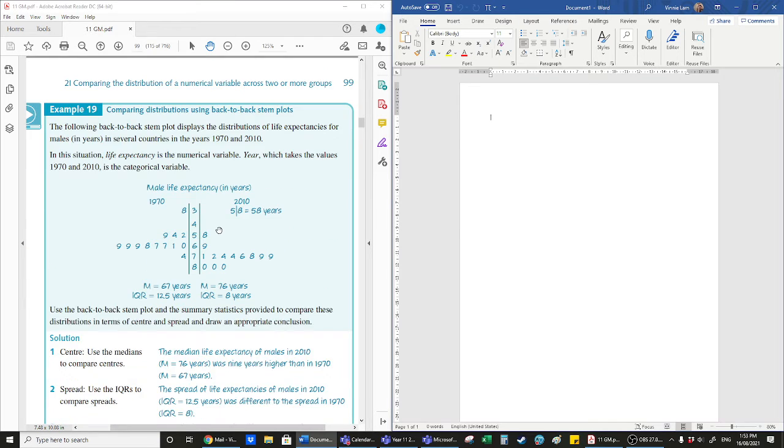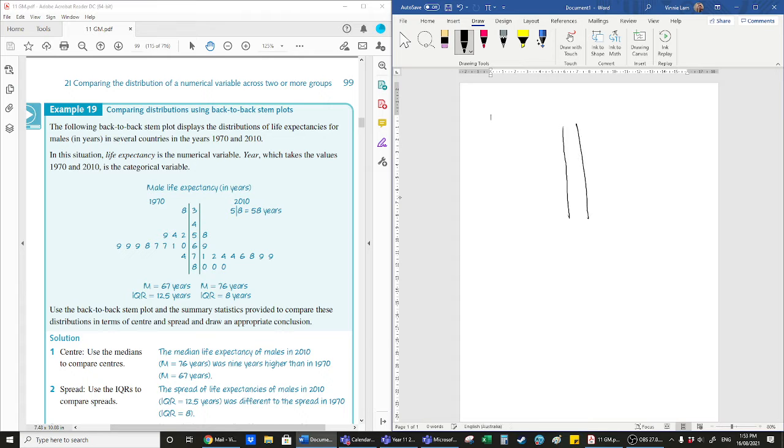What I like to remind you of in a back-to-back stem and leaf plot is that the left-hand side is one group and the right-hand side is another group. However, please keep in mind that the stem goes in the middle. So numbers 0, 1, 2, 3, 4, let's say. And then let's say we've got girls on the left, boys on the right.